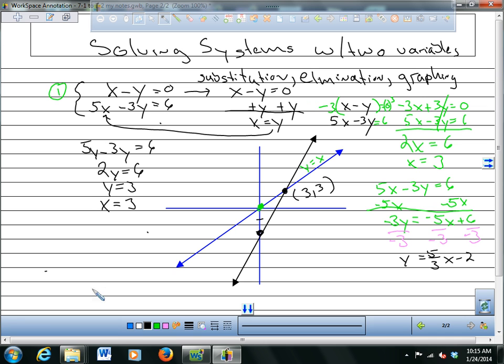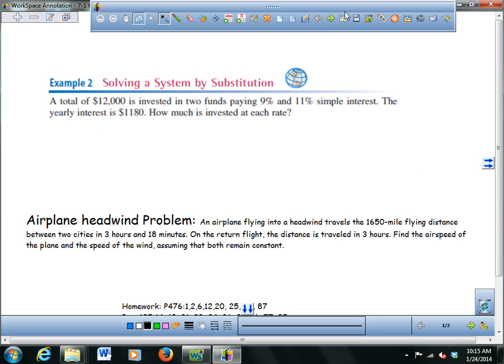Then they like to give you word problems, like this one. This is a kind of classic problem. A total of $12,000 is invested in 2 funds, paying 9% and 11% simple interest. The yearly interest is $1,180. How much is invested at each rate?